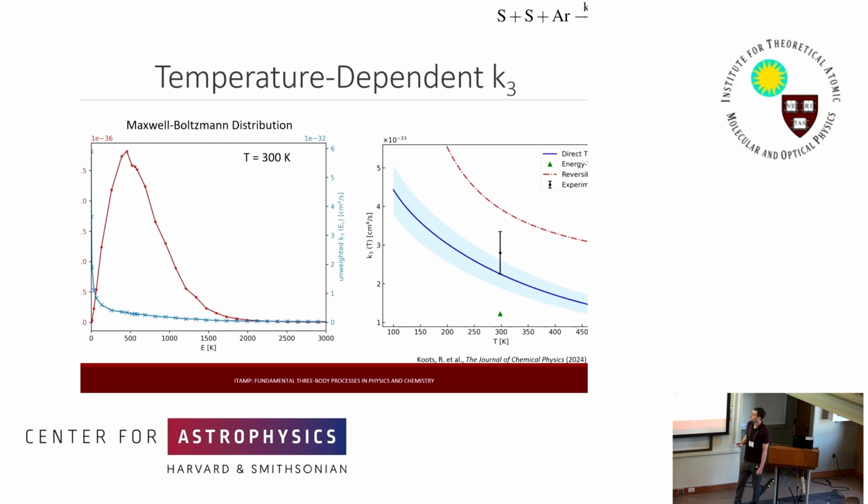Now, for the sulfur recombination, we only have one experimental data point, given by black here, and our results are given in blue. And so we see as good of agreement as we can get with this one experimental data point.